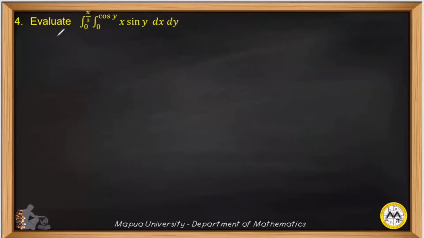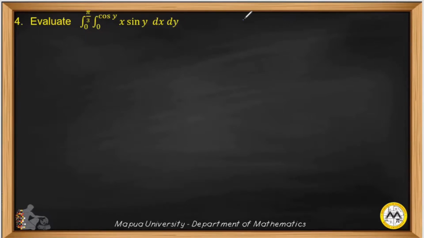This time we will consider evaluating the integral of x sine of y in the order dx dy, where x goes from 0 to cosine of y and y goes from 0 to pi over 3. Look here, the inner variable of integration is x. Therefore, the inner limits of integration must be independent of x. So cosine of y is independent of x, 0 is independent of x, and the outer limits of integration are constant, independent of the variables x and y.